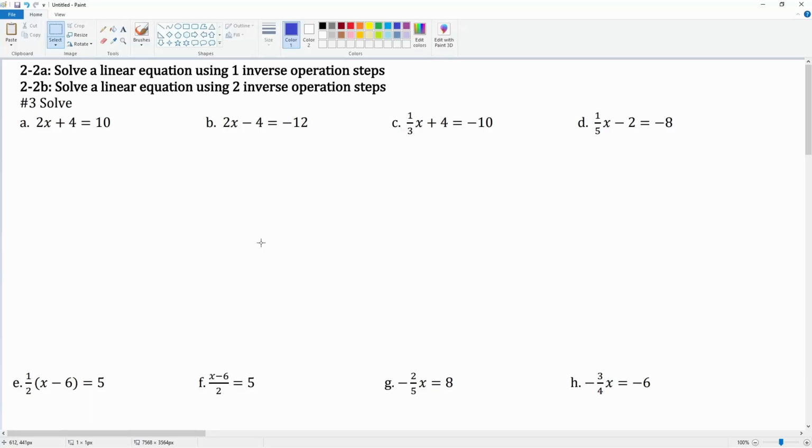This is 2-2A and 2-2B. It's basically solving using one step and two step. So number 3 instruction just asks us to solve. This is going to be in two parts. The first part, I'm going to do A to D first.